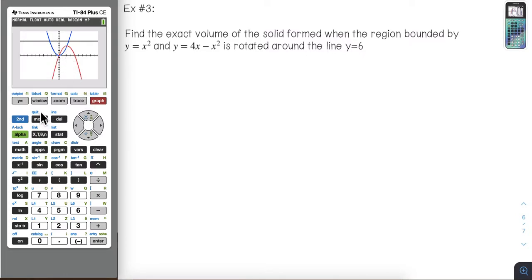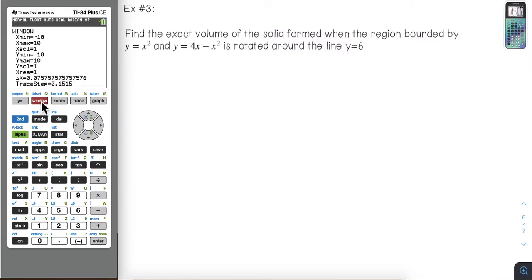Okay, I'm going to go ahead and zoom my window in a little bit. So let's maybe go from -1 out to 6. Let's go from -1 to 8. Let's just get a little closer here.